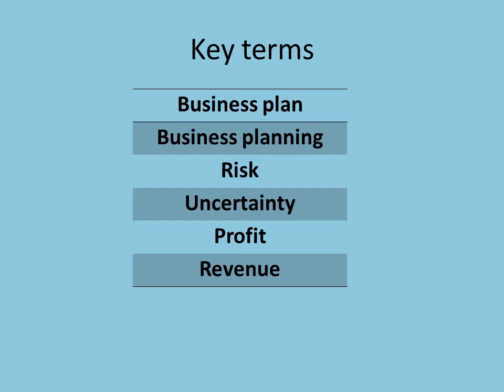These are the key terms we're going to be using, and one of the activities today is just making sure that you've completed the key terms on the sheet that you've got. So business plan, business planning, risk, uncertainty, profit and revenue. A lot of these we would have come across before anyway.